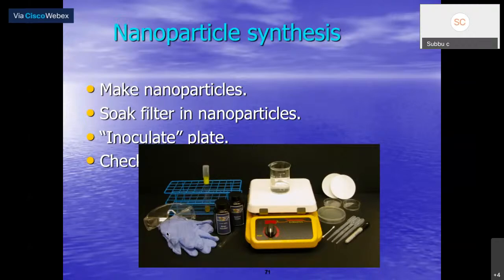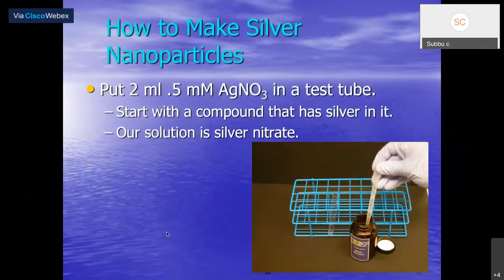So I want to put gold on that one. How will you make a gold nanoparticle? If you take the literature, it's very simple. Nanoparticle synthesis is very, very easy. I just took it from the literature. It is not mine. You simply take your silver nitrate, for argument's sake.